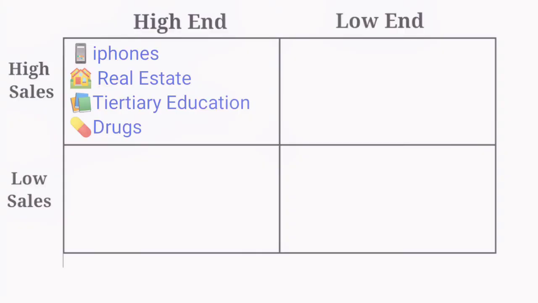In the first quadrant, high end and high sales, this is where the price of your product is expensive, but yet you still generate a lot of sales. This is the most ideal from a business person's perspective. Examples of these business types are Apple, iPhone, real estate, tertiary education, or even drugs, legal and illegal. The businesses in this quadrant usually have a high quality product or service, or what they provide is a necessity, or a monopoly exists so they could afford to increase prices but still maintain sales.